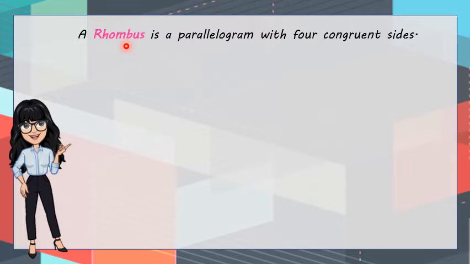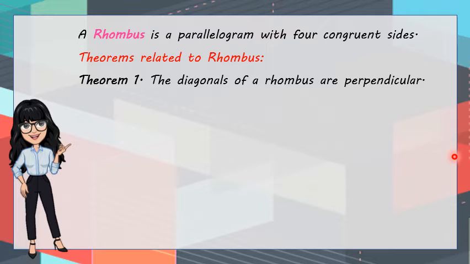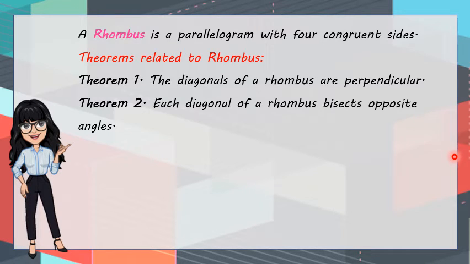Usually, we are using rhombi, R-H-O-M-B-I. So that is the plural form of our rhombus, rhombi. But we can also use rhombuses as the plural form of our rhombus. Now, we have 2 theorems related to rhombus. Theorem number 1 states that the diagonals of a rhombus are perpendicular. Again, for the rectangle, the diagonals are congruent. This time, the diagonals of our rhombus are perpendicular. And theorem 2: each diagonal of a rhombus bisects opposite angles.